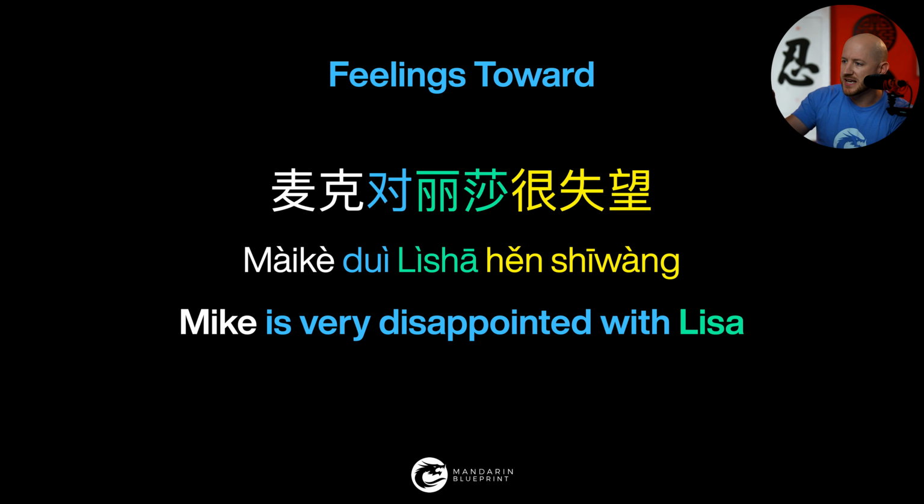But if we say 麦克对丽莎很失望, he's lost the vision. That's what disappointed is, or lose hope, or lose the vision. 失望. Such a poetic way to describe disappointment. I've lost the vision of you. I've lost the hope. And so anyway, so that's a feeling. And so when you want to describe how you feel towards a person, this is great. Great way to express that kind of idea.